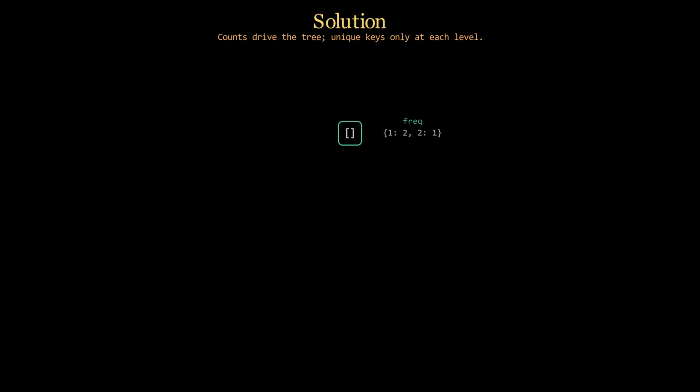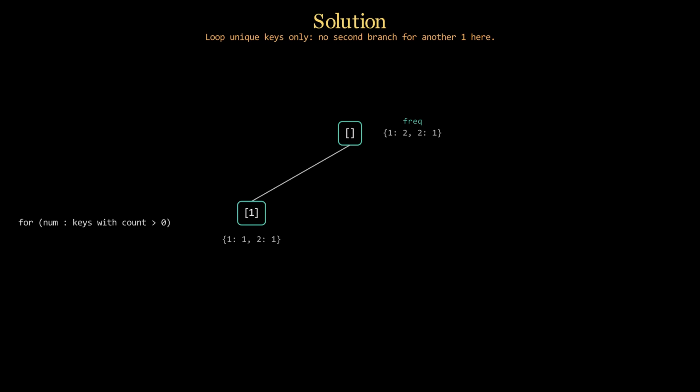The empty prefix at the root is where recursion starts. Every branch spends counts until the multiset is used up. For the first slot we iterate over distinct keys that still have a positive count, 1 and 2. That opens 2 branches, not 3. A third branch for another copy of 1 would repeat the same multiset path, so we prune it before it exists. The bouncer is the key set, not the raw list length.